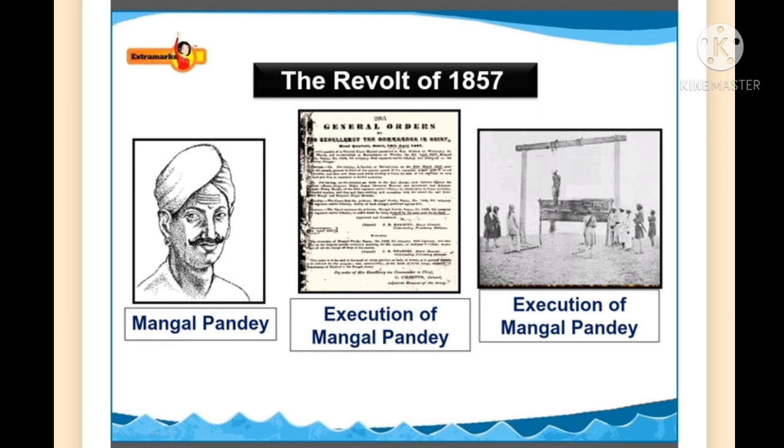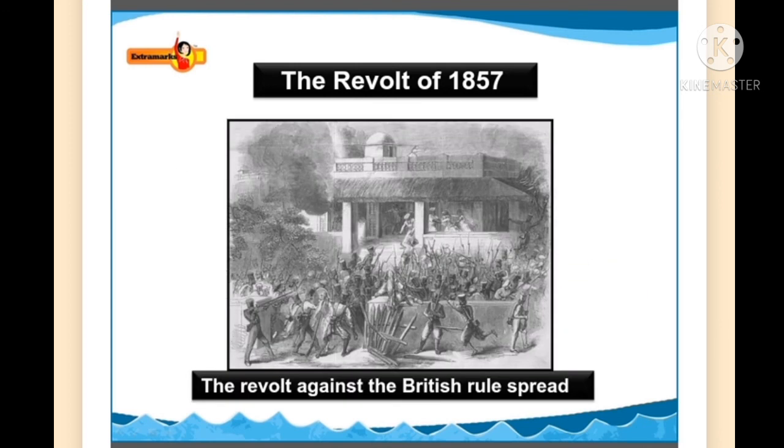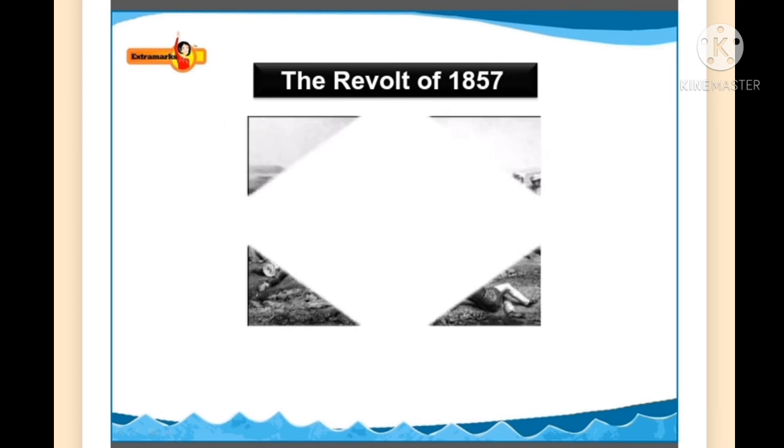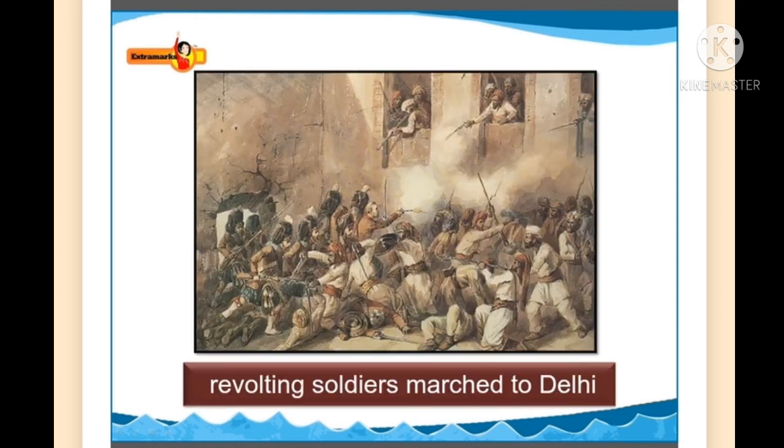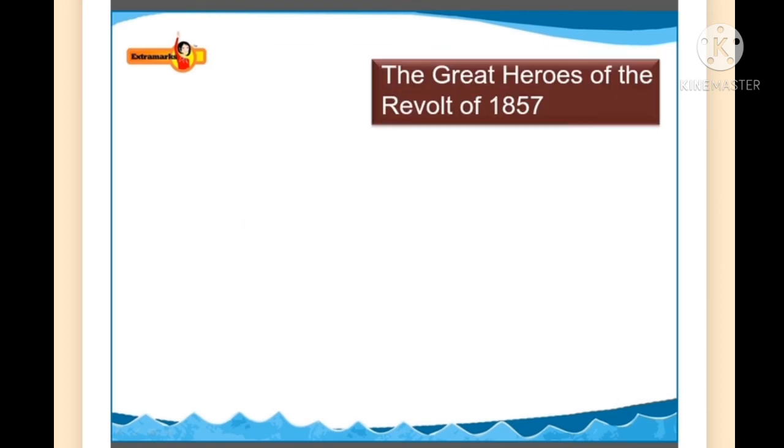The revolt against the British rule spread, and on 10th of May 1857, Indian soldiers in Meerut shot down their British officers and took over Meerut. From Meerut, these revolting soldiers marched to Delhi and persuaded the last Mughal emperor.